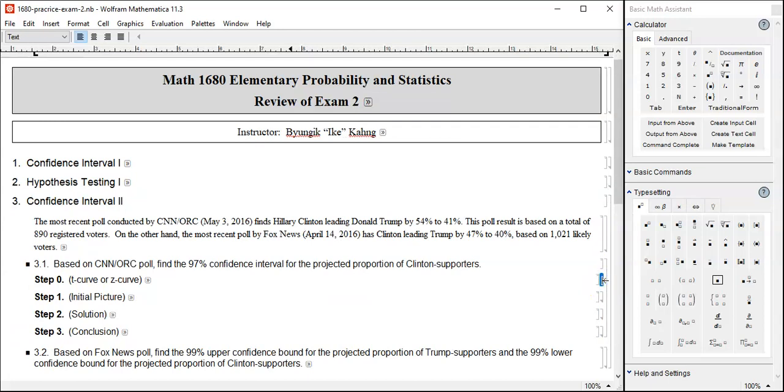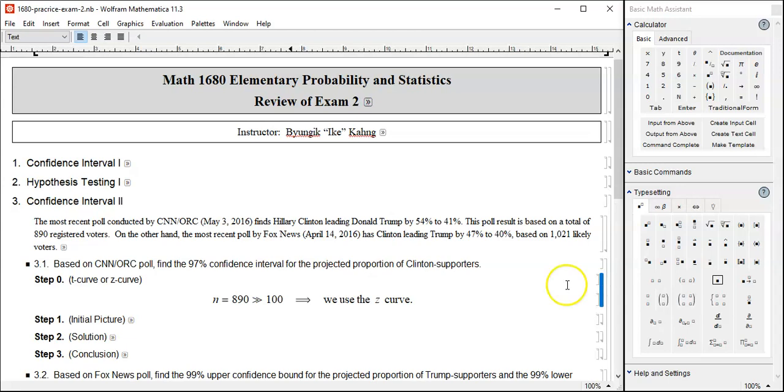Let's make a decision. In order to find the confidence interval, we have to make a decision about a curve, t-curve or z-curve. Which is it? In this case, it should be a z-curve, of course, because look at the number. 890 is certainly bigger than our typical threshold of 100. So we're going to use z-curve.